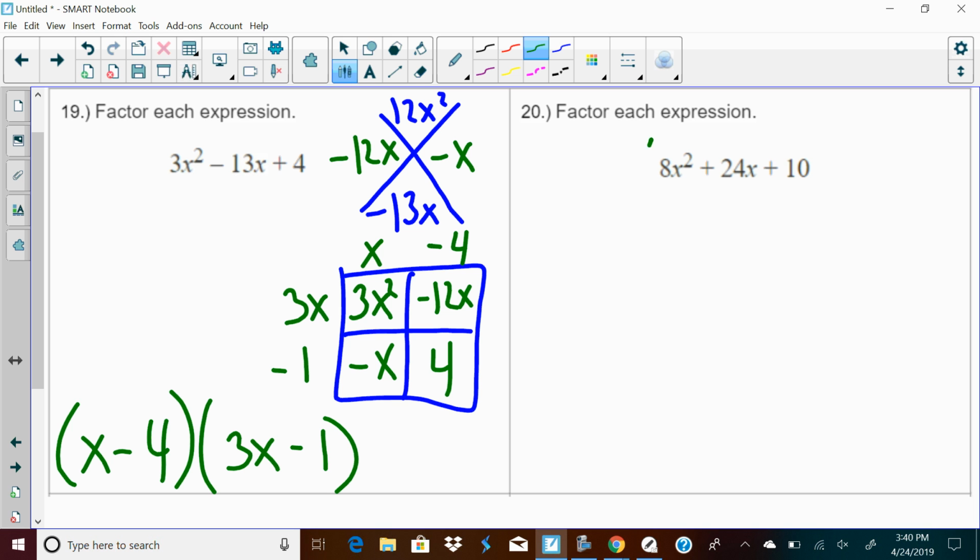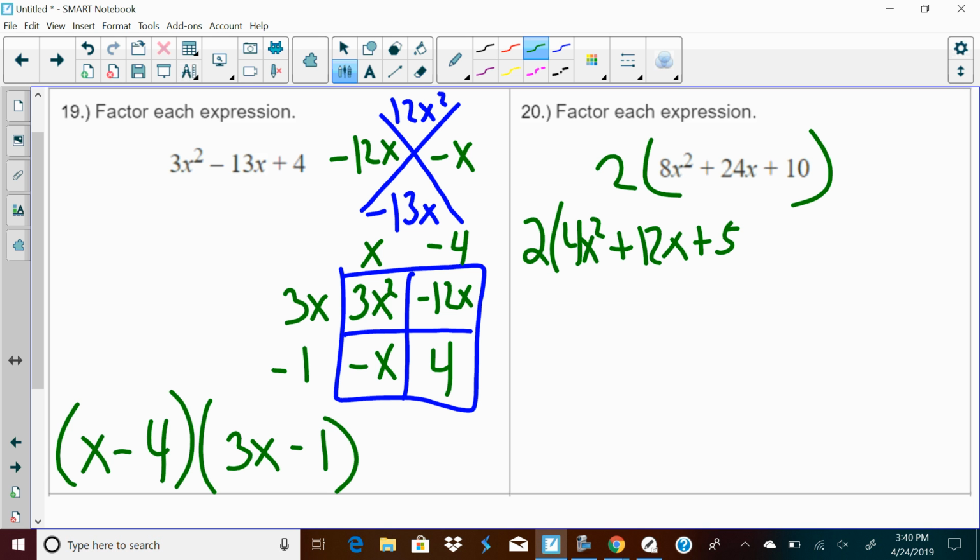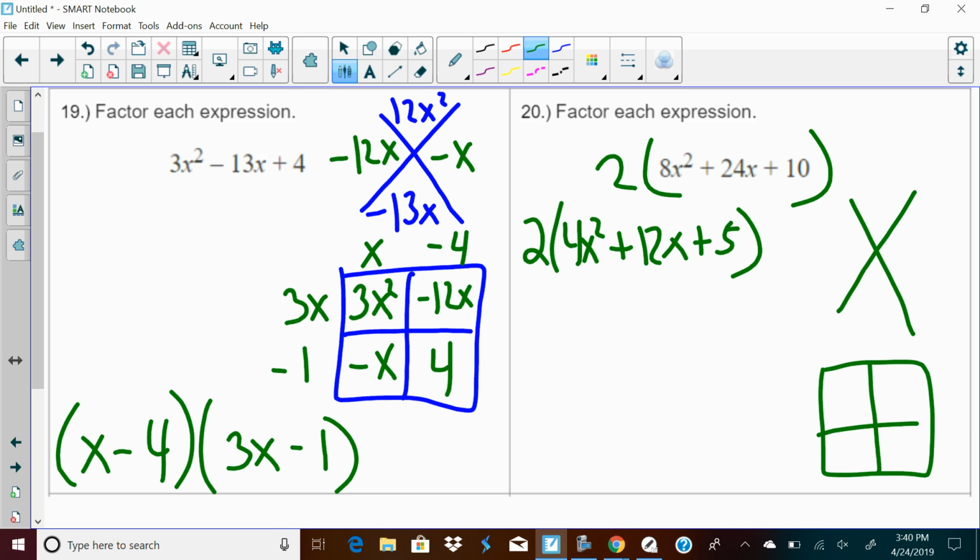So for 20, the first thing I can do is pull out a 2. So I get 2 times 4x squared plus 12x plus 5. So then when I do my diamond and my box, I'm going to get 20x squared on the top and 12x on the bottom.